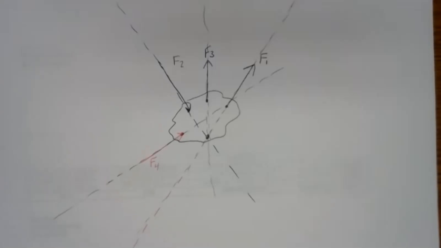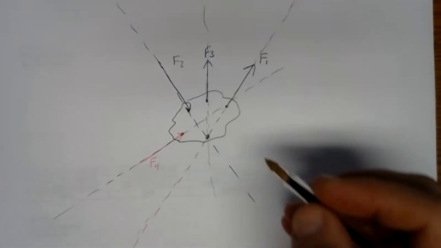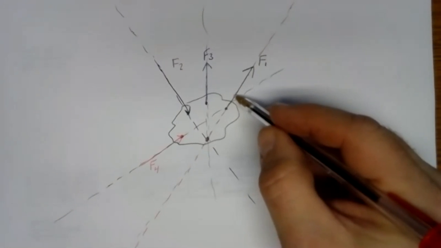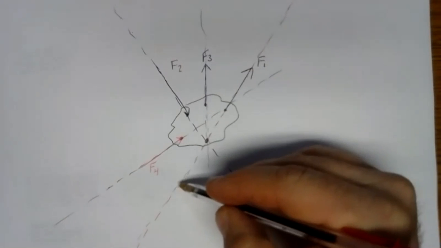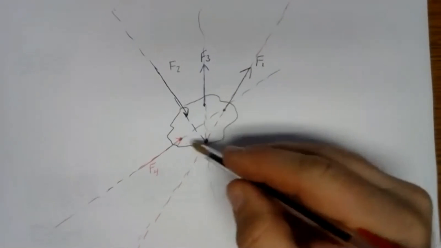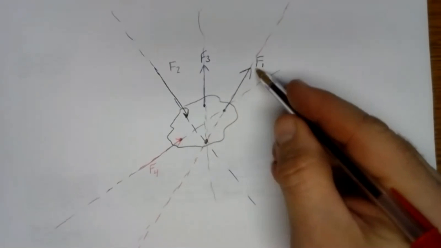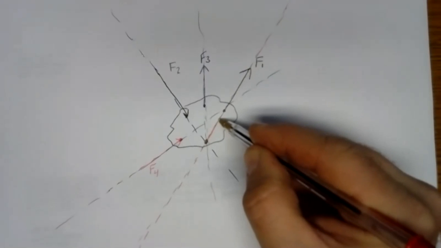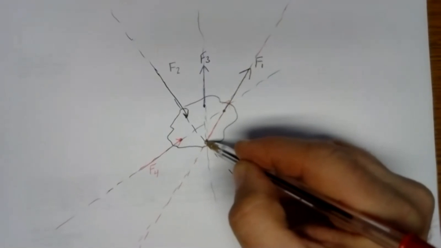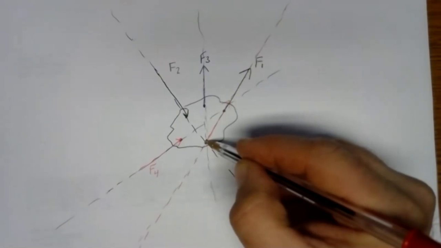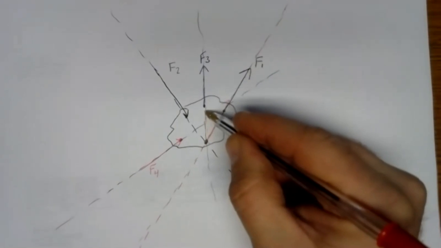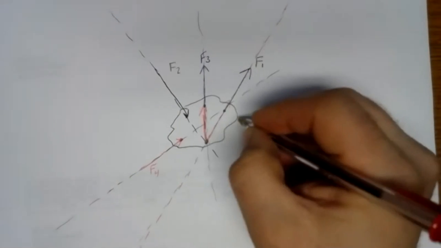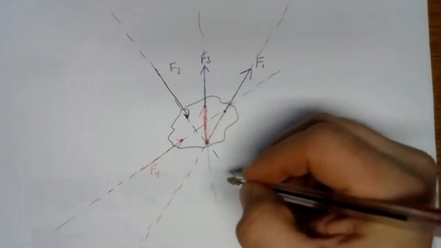First, let's look at our potato here. If we look at force 1, I can move it anywhere I want along its line of action, and it won't change how this potato moves. So I could move force 1 down here so that it is applied directly to that intersection point. I could do the same thing with force 3. I could move it down here so that it's applied right off of that intersection point.